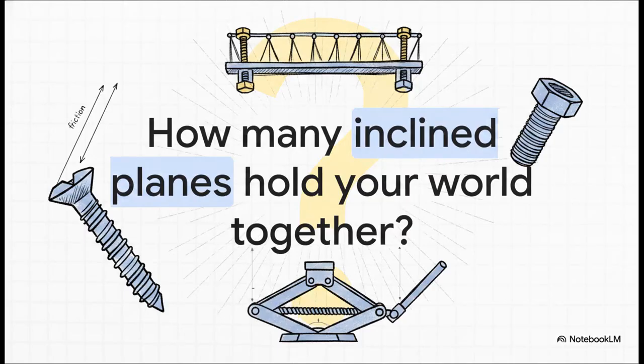So, the next time you see a screw, a bolt on a bridge, or a car jack, you won't just see a boring piece of metal. You're going to see a perfectly calculated inclined plane, relying on the invisible tension of friction and the precise angles of geometry to hold our modern world firmly in place. It really leaves you with a profound question. As you sit there watching this explainer, how many self-locking inclined planes are quietly doing the math, keeping the world around you from falling apart right now?